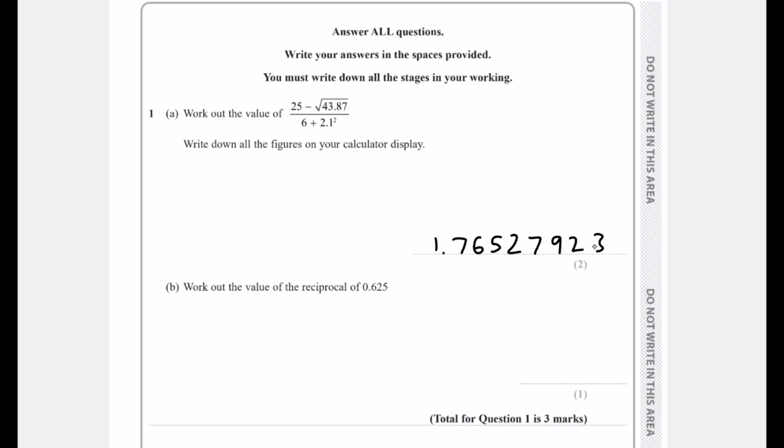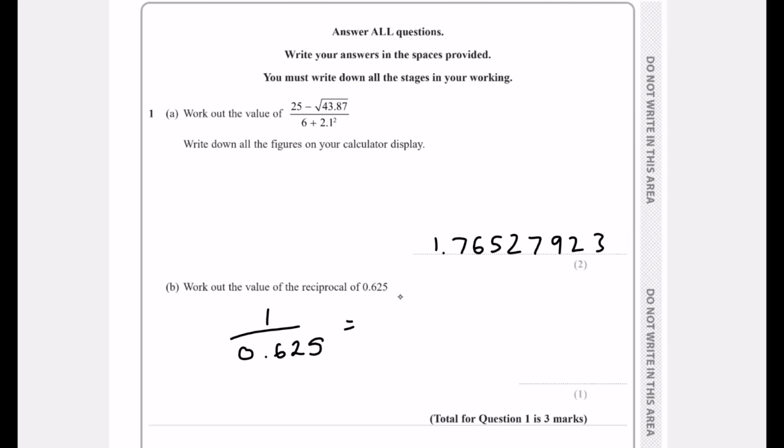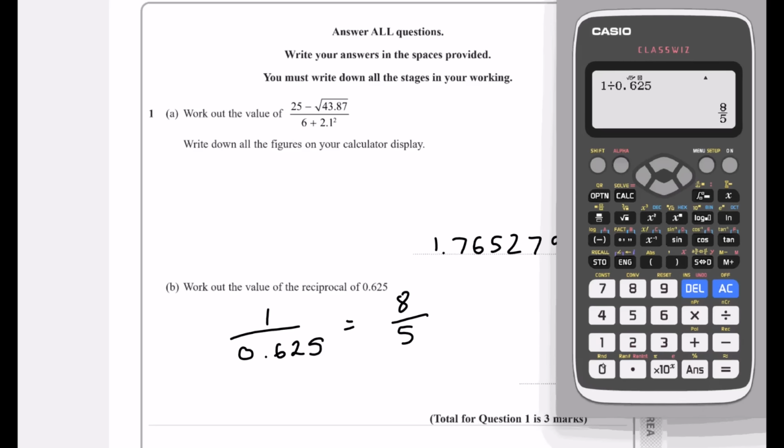Part B, work out the value of the reciprocal of 0.625. The reciprocal is the power of -1, flipped over. So it's 1 over 0.625. And that is 8/5, or as a decimal, 1.6. We could have also done 0.625 to the power of -1, and we would have got the same answer.